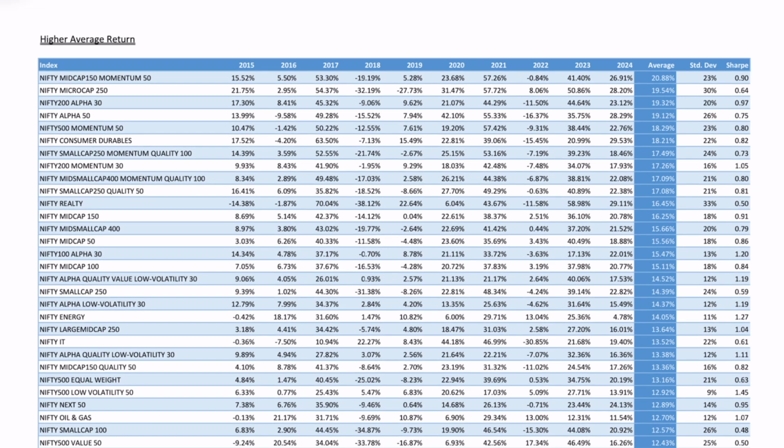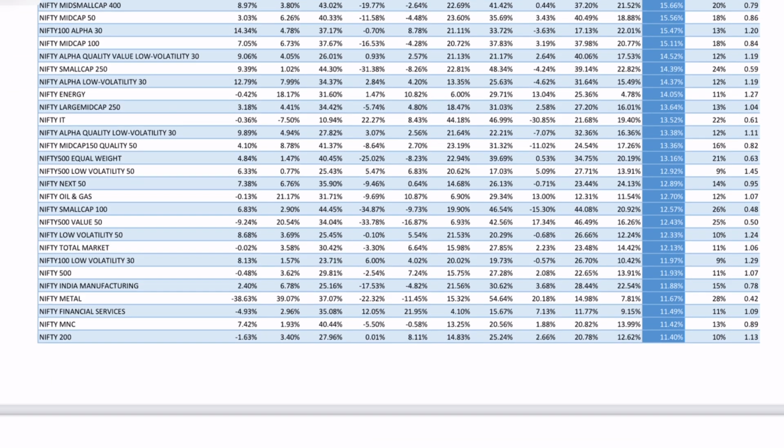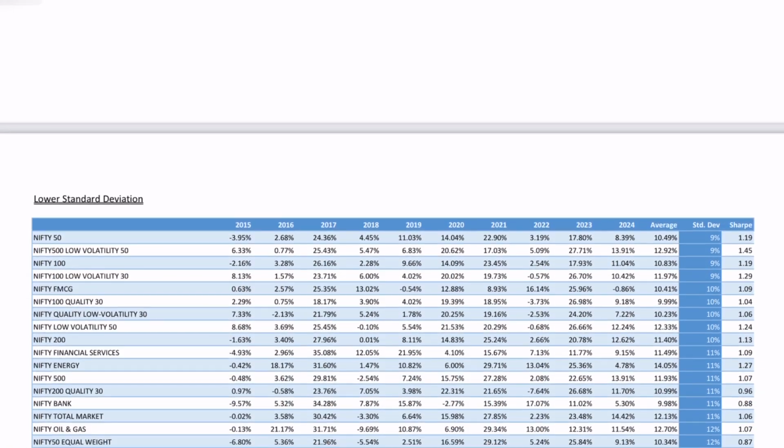Currently I have sorted based on which is giving the highest average return considering the 10 years. So Nifty Midcap 150 Momentum 50 has given the highest return of 20.88% on average. Second is Microcap, then Nifty 200 Alpha 30 which is having 19.32% return, then Alpha 50 Momentum, Nifty 500 Momentum 50. So from the top 5, 4 are Momentum and Alpha based and 1 is Microcap. So we can see that on average, Alpha or Momentum works better over the longer term compared to the other strategies.